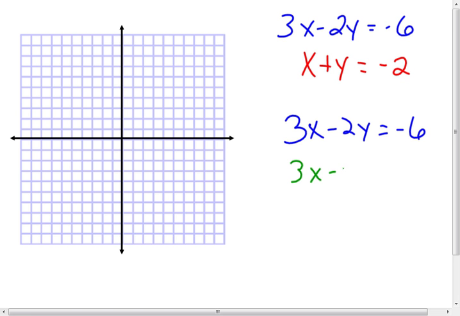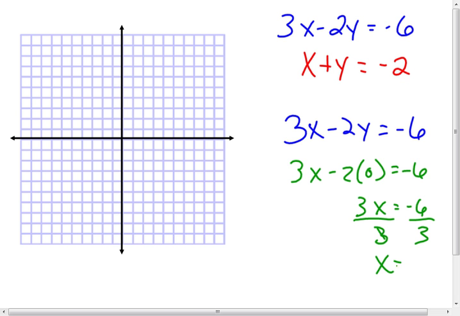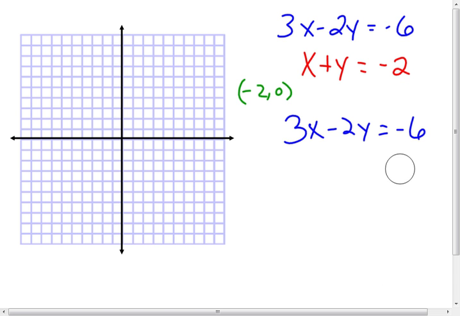3x minus 2 times 0 equals negative 6. So basically we've eliminated the y variable. 3x equals negative 6. Divide both sides by 3. X equals negative 2. So we have our first point, which is negative 2 comma 0, and this is for the blue line, the first part of the blue line. Remember, anytime you're graphing, you have to have at least 2 points to graph a straight line.